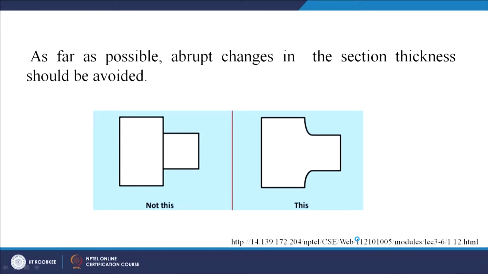Now, as far as possible, abrupt changes in section thickness should be avoided. This type of abrupt change is not recommended for parts made by powdered metal, and this is what is recommended. This is a common guideline for most parts. It is standard for metals, we have seen it for polymers also, and for powdered metal parts we are seeing the same guideline.